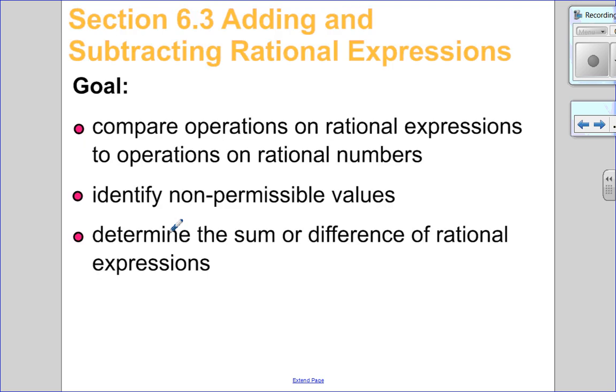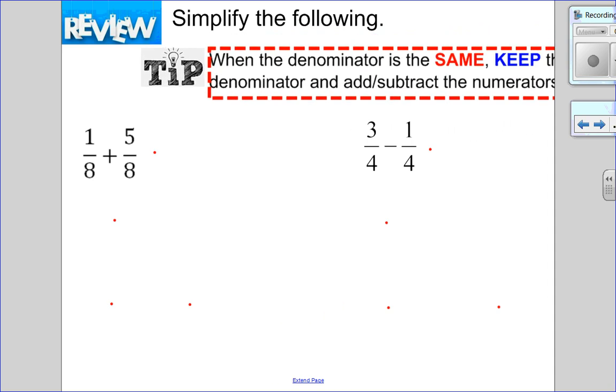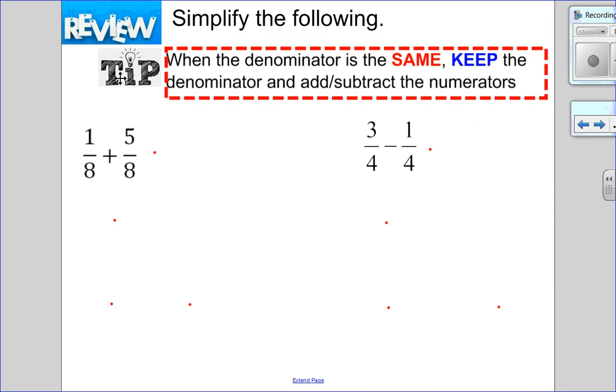So in this lesson, we're going to look at adding and subtracting rational expressions. But I always like to go back to numbers first. So let's go back to junior high when we first were introduced to how to add and subtract fractions. So my tip for you is when the denominator is the same, keep the denominator and either add or subtract the numerators. Don't make this mistake. Don't add the numerators and add the denominators.